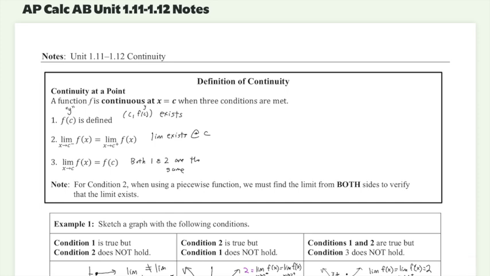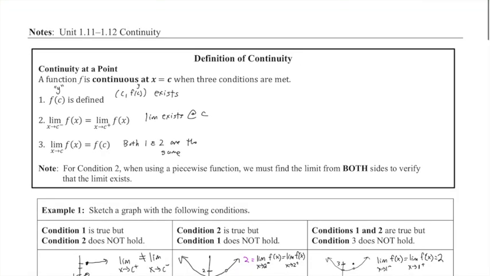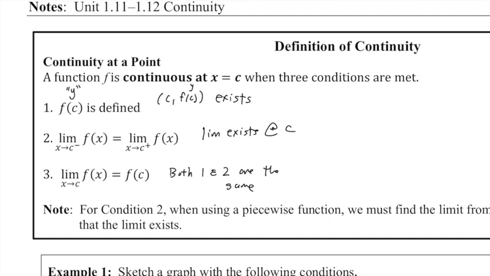Okay, this is unit 1.11 and 1.12, continuity. This kind of follows up from the last lesson, which was about discontinuities. This is the definition of continuous at a point C. You have three conditions that you meet. So for example, you have to have your value defined at C. And again, C could be any arbitrary value.